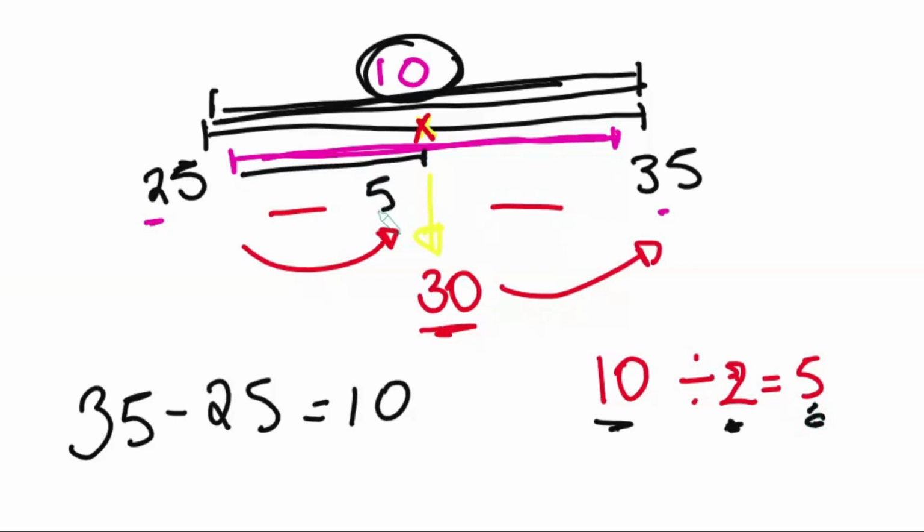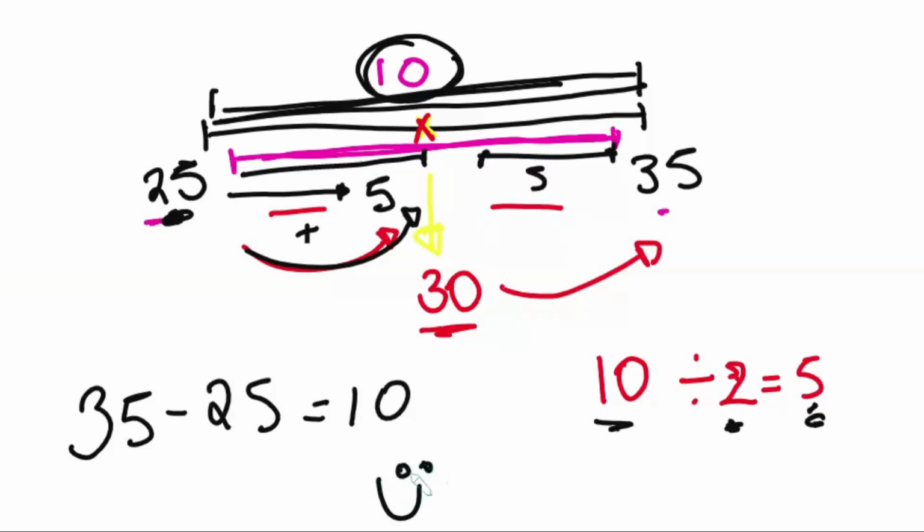We know that there's 5 on this side and 5 on this side. Then we're going to do a simple addition. We're going to say 25 plus this 5 here. So 25 plus 5, and that will give us the number, which should be smack bang in the middle. I hope that really helps. That's how you find out the numbers in the middle or in between certain numbers.